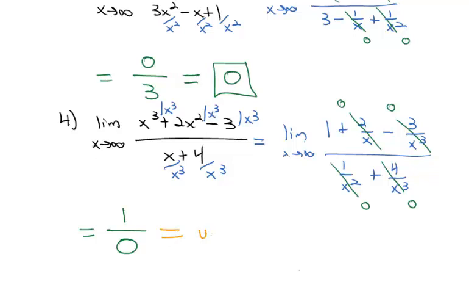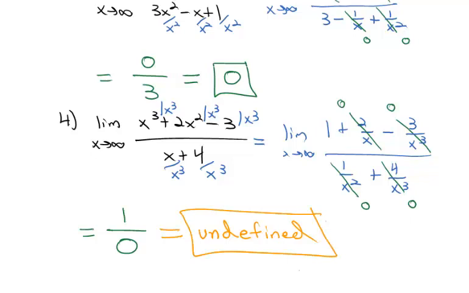Can't have 0 in the denominator. 1 divided by 0 is undefined. Which means this limit is undefined. This function has no long-term behavior. It's not going to a specific number like 0 or a specific number like 5/2. This one is completely undefined. It's going somewhere completely different.